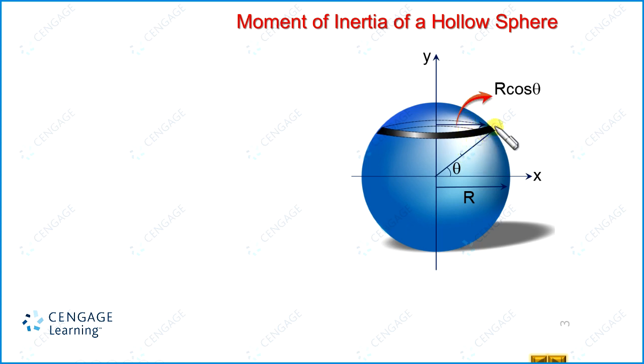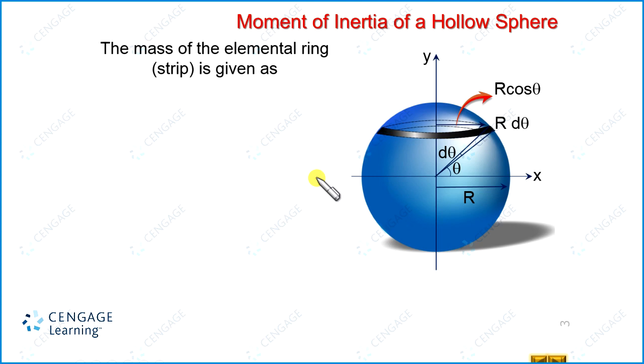Okay. Now let us consider the width of the ring, this one. For calculating the width of the ring, let us join this point with this point and define this angle as d theta. So this arc length will be equal to R d theta. Okay. So we got the width, we got the radius of this elemental ring. Now we need to calculate the mass of this elemental ring. As we discussed, mass of this elemental ring should be equal to surface area of this ring multiplied by density. That is the surface mass density which we have calculated.